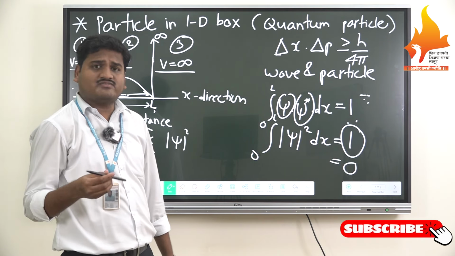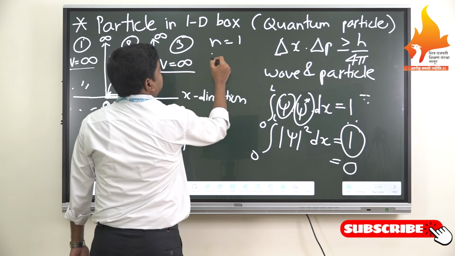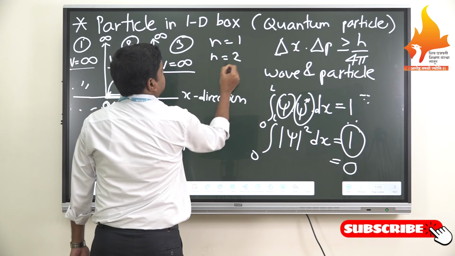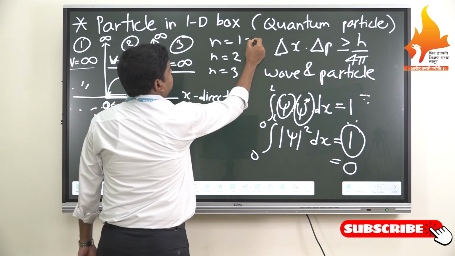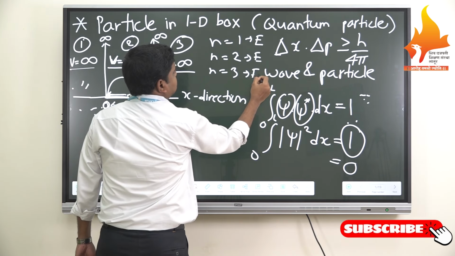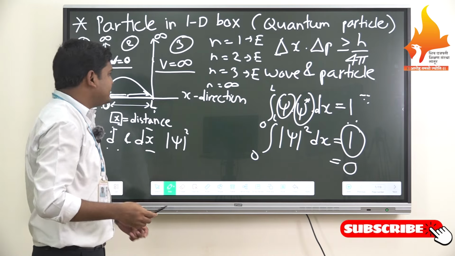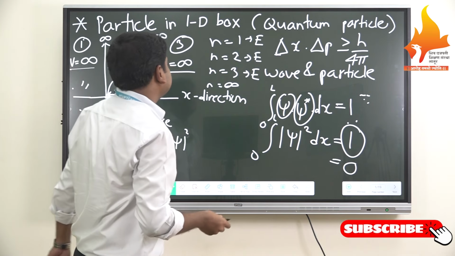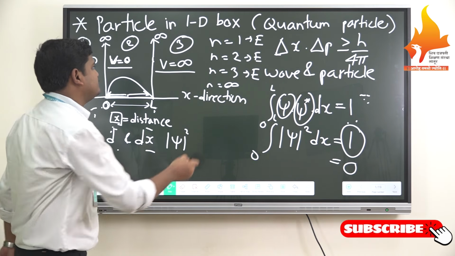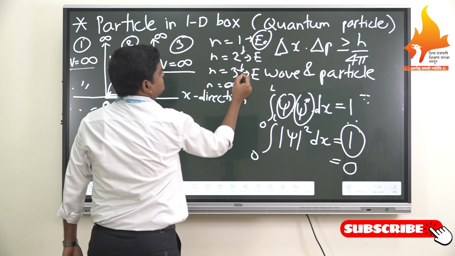that is, the quantized energy levels: n equals 1, n equals 2, n equals 3, up to n equals infinity. We can find the energy at each level. So we find that the particle can exist in multiple energy levels. We have to find just the first value, and we can calculate the other values.